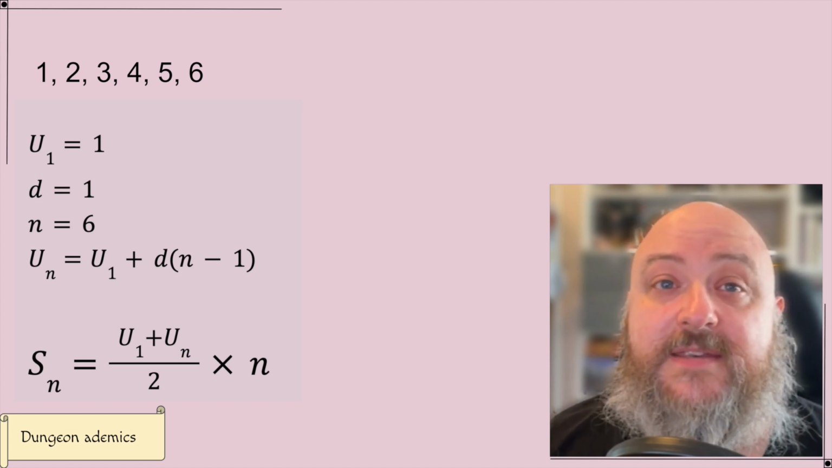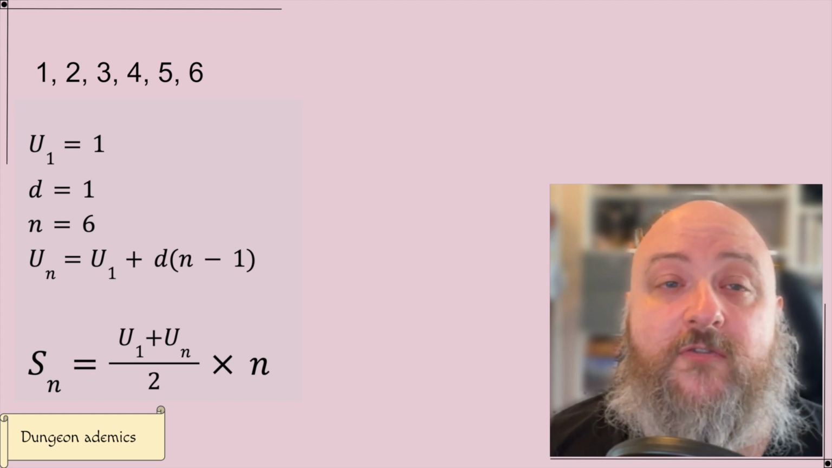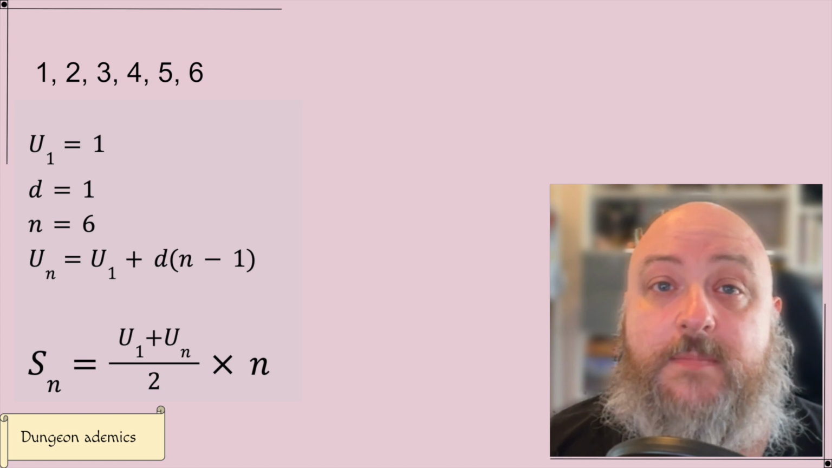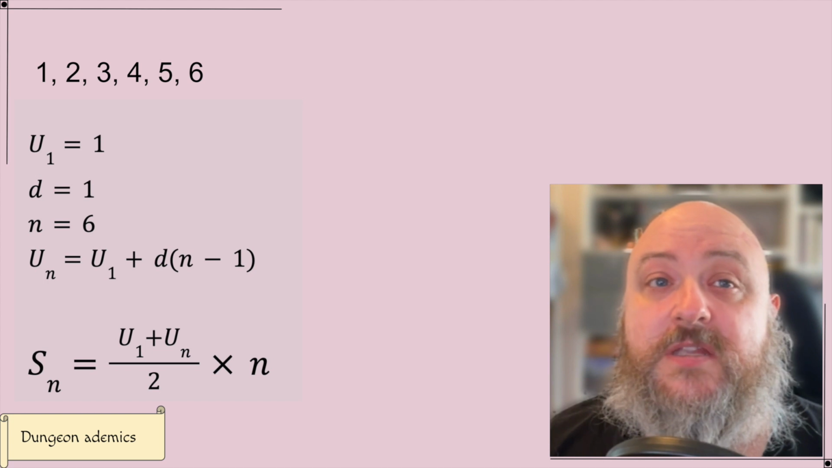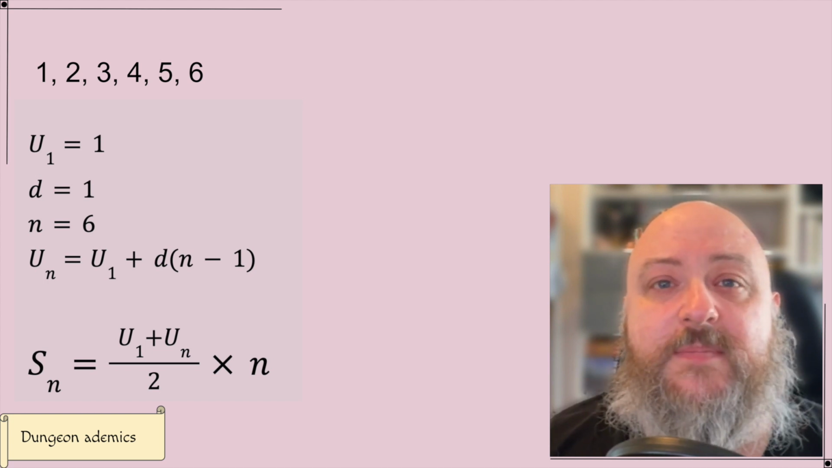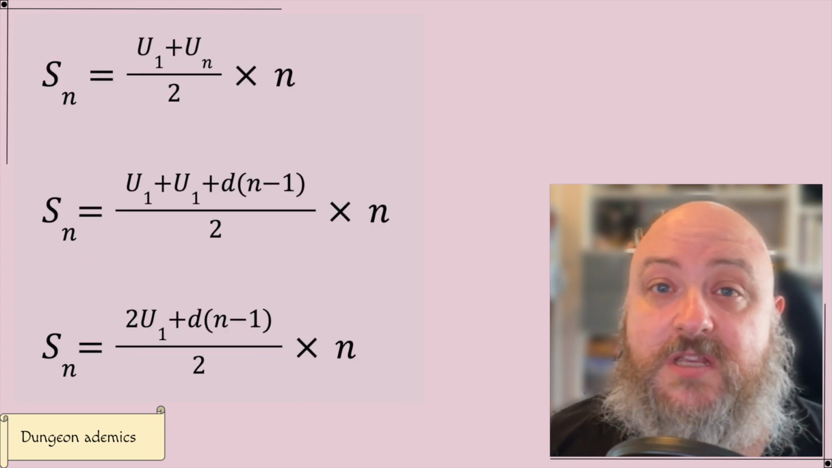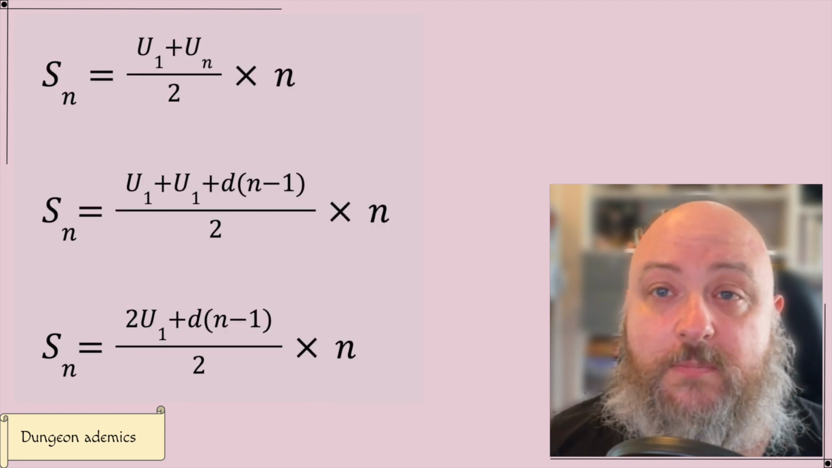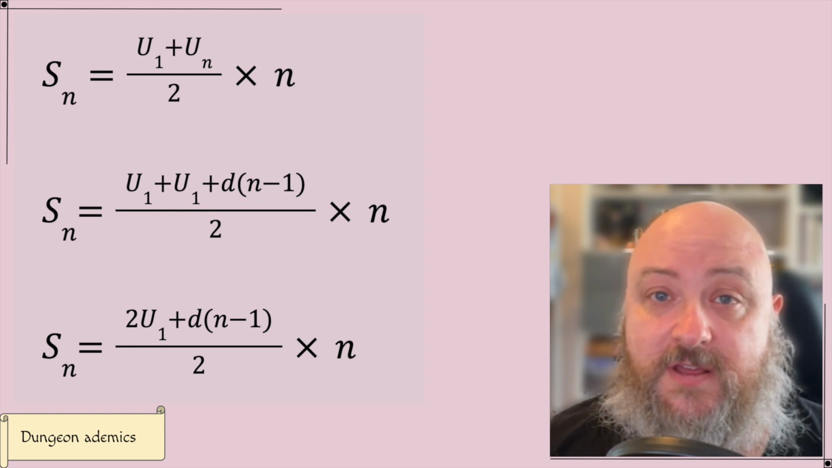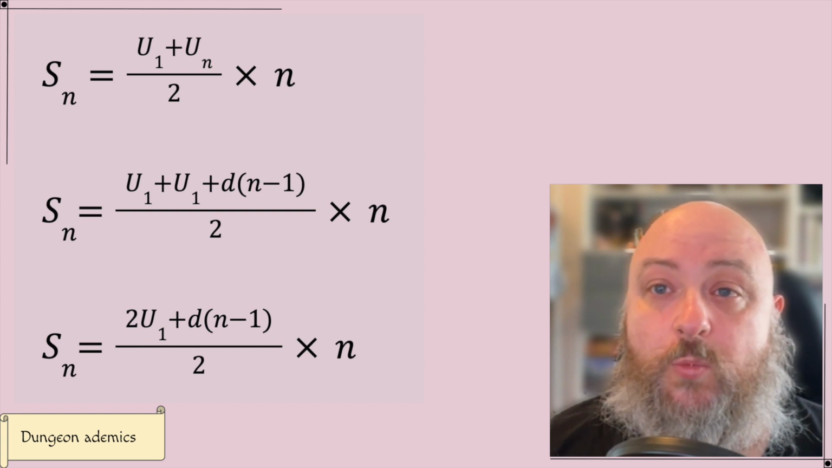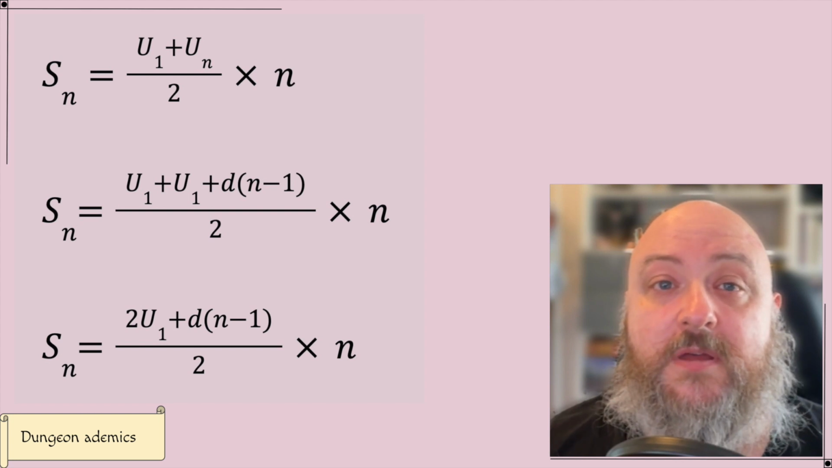If you want to add together the terms of an arithmetic sequence, you get an arithmetic series. The formula for this sum is shown. The sum is equal to the first term plus the last term, all over 2, times the number of terms. This is the same as the average term times the number of terms. As the last term of the sequence can be found using the rule for the nth term, we can rewrite the formula for the sum of n terms as double the first term plus the common difference times 1 less than the number of terms, all over 2, then times the number of terms.